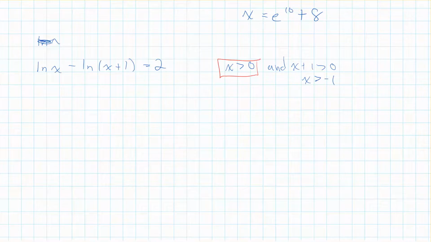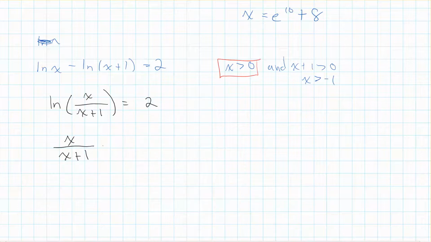All right, so how are we going to do this? Well, we're going to apply some log properties. What I'm going to first do is write this as a single logarithm. So this would be the natural log of x divided by x plus 1 is equal to 2. Now I'm going to convert this using my exponential, and so this would be x over x plus 1 is equal to e squared.